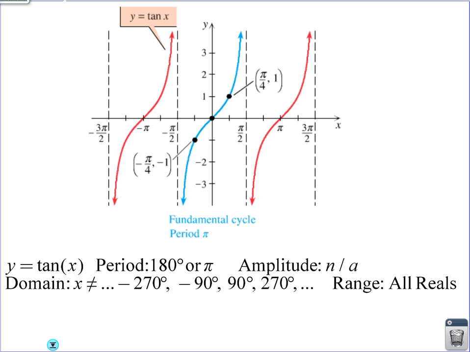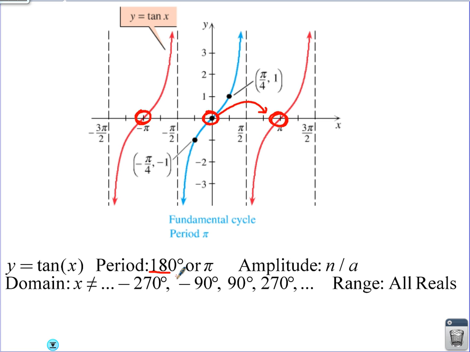Tangent's not the same. If you look at this graph, you've got one complete cycle here, and then that cycle starts over right here. From here to here to here, that would be the period. This is negative pi, this is 0, this is positive pi, this would be 2 pi, 3 pi, and so on and so forth. The period of the tangent function is actually pi, or 180 degrees. It repeats every 180 instead of every 360.